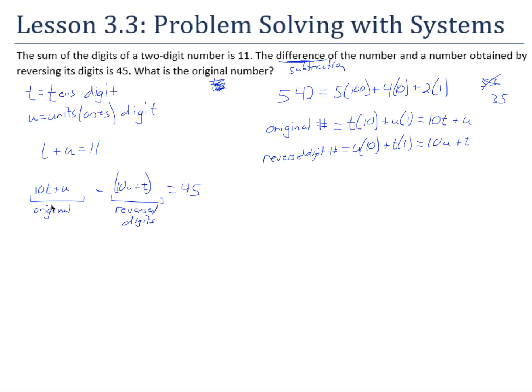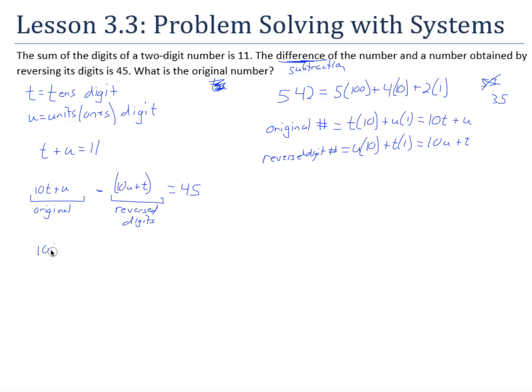And now we have our two equations. This one we're going to simplify first. First one was easy. The sum of the digits was 11, so t plus u equals 11. Here we have the difference of the original and the reversed is 45. So let's go ahead and simplify this a little bit.